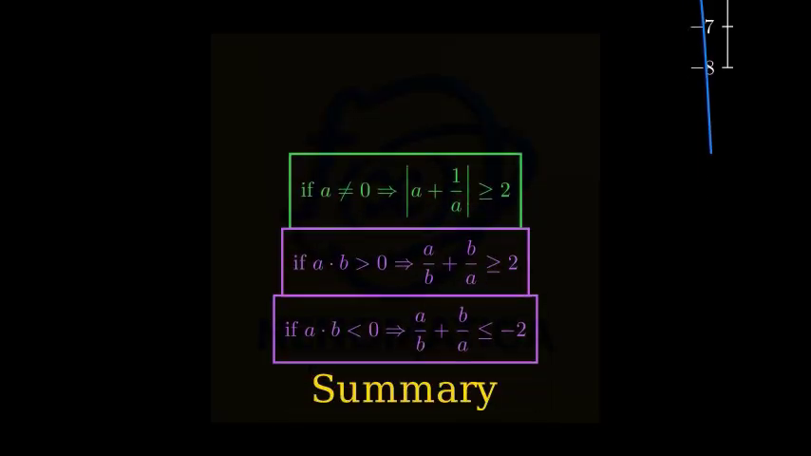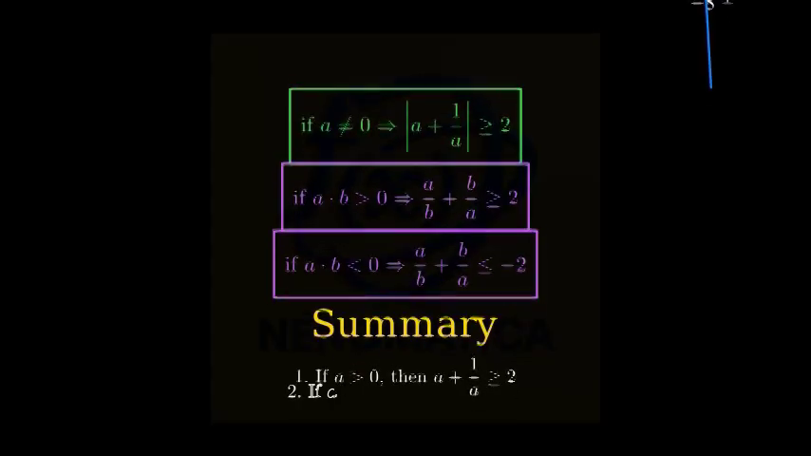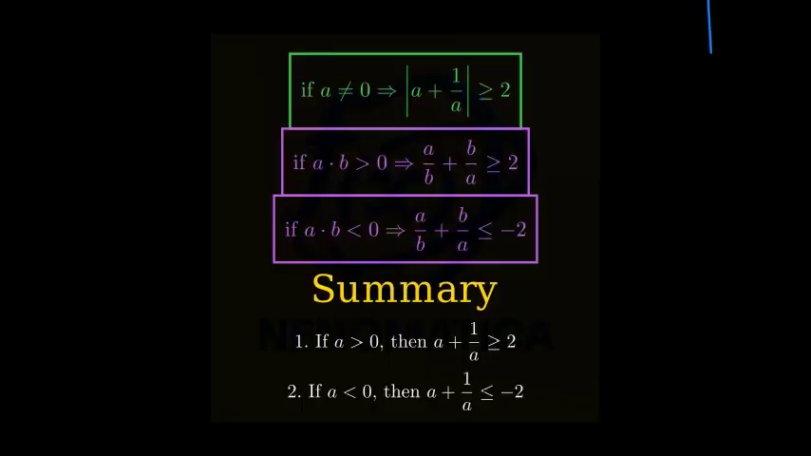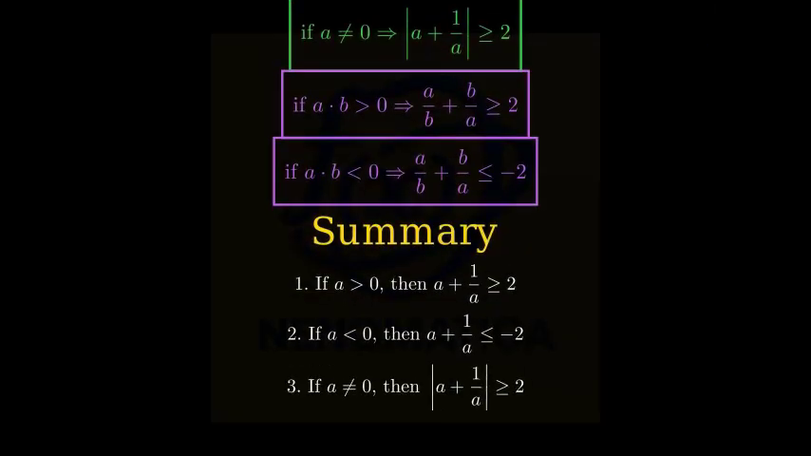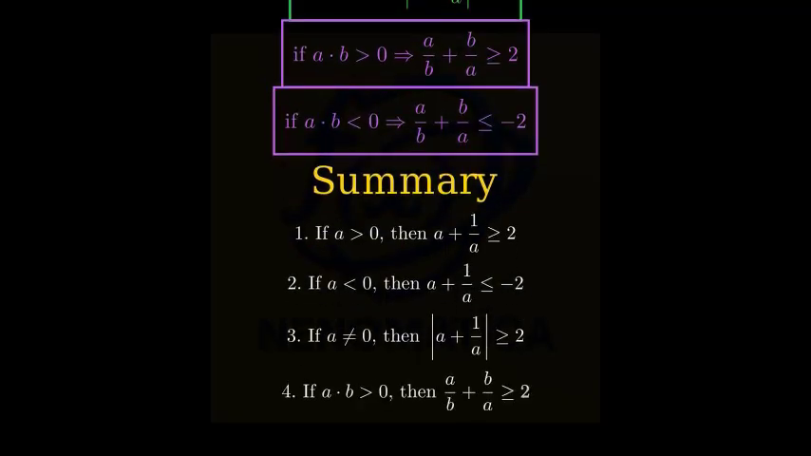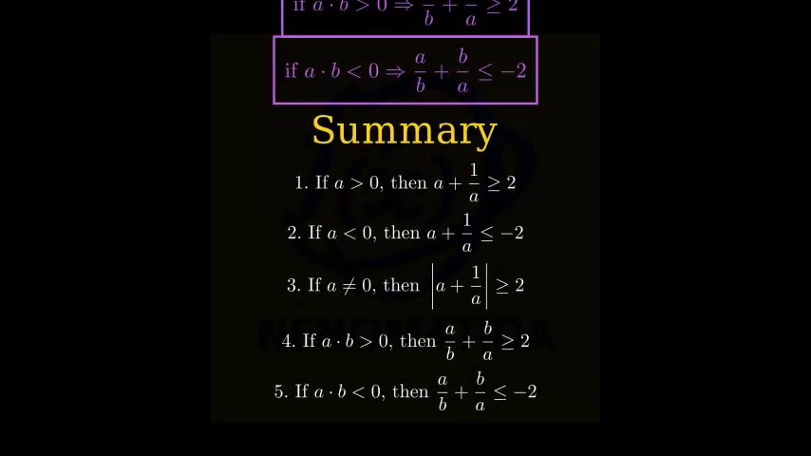To summarize what we've learned: 1. If a is greater than 0, then a plus 1 over a is greater than or equal to 2. 2. If a is less than 0, then a plus 1 over a is less than or equal to negative 2. 3. More generally, if a is not equal to 0, then the absolute value of a plus 1 over a is greater than or equal to 2. 4. For rational expressions, if a times b is positive, then a over b plus b over a is greater than or equal to 2. 5. If a times b is negative, then a over b plus b over a is less than or equal to negative 2. This theorem is a beautiful example of how algebraic manipulation and geometric visualization can help us understand fundamental properties of numbers and their relationships.